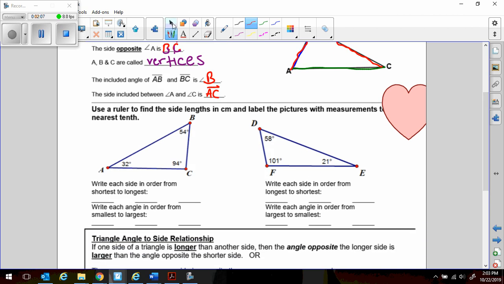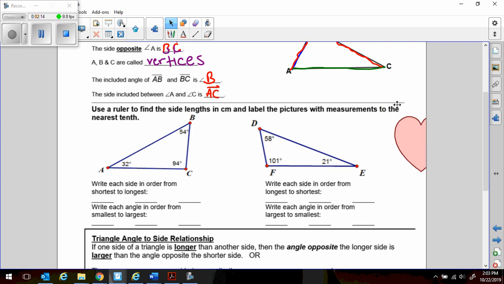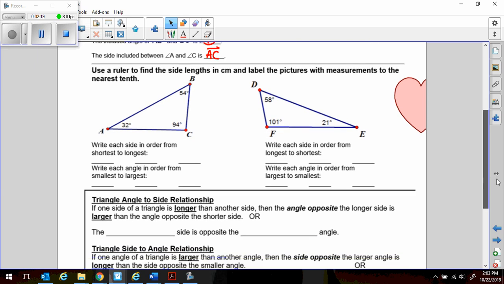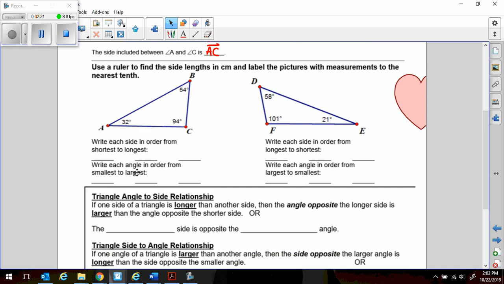Alright, use a ruler to find the side lengths in centimeters and label the pictures with the measurements to the nearest tenth. We're not going to use a ruler for this, but we are going to write each side in order from shortest to longest. So first, it says write each angle in order. They give us the angles, so that's easy. My order is going to go from smallest to largest. Sometimes they'll ask us from largest to smallest. So I want you to start to underline what we're going to start with. We're going to start with the smallest one. So my smallest angle is 32.